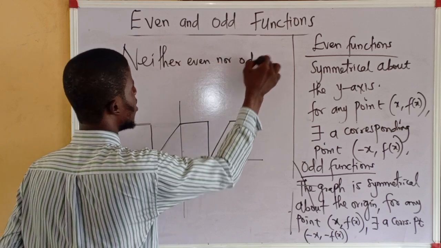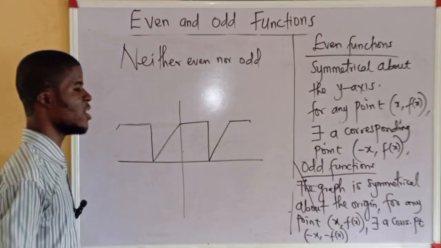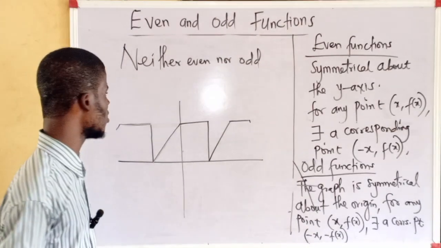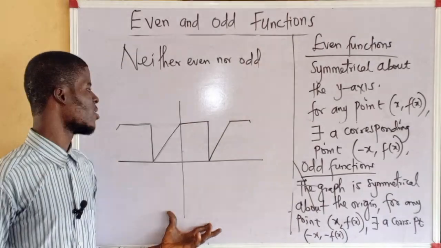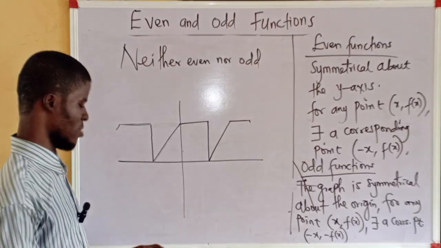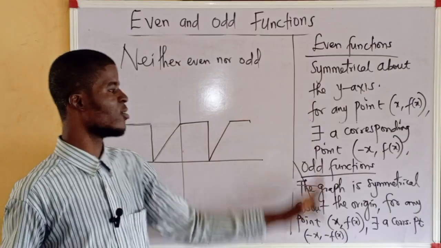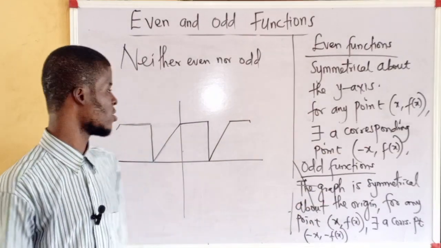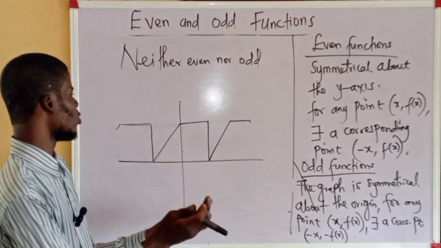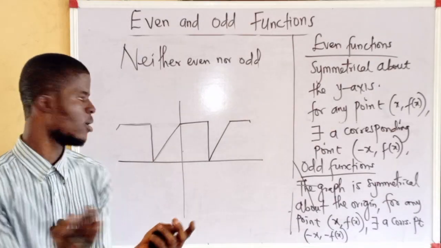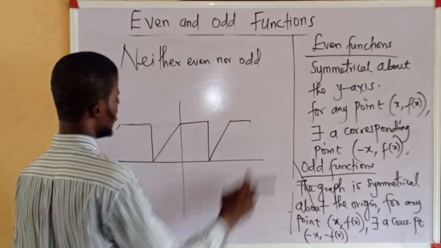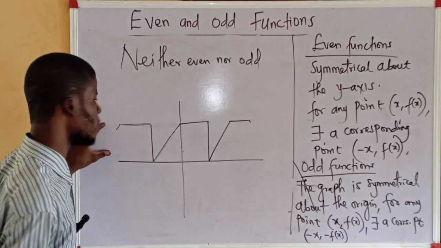There are some graphs that are neither even nor odd. And a very good example of a non-sinusoidal waveform that is neither even nor odd is what I have on the board. This graph does not satisfy any of these conditions. If I try to cover the graph, it will not perfectly overlap because what is here is entirely different from what is here.